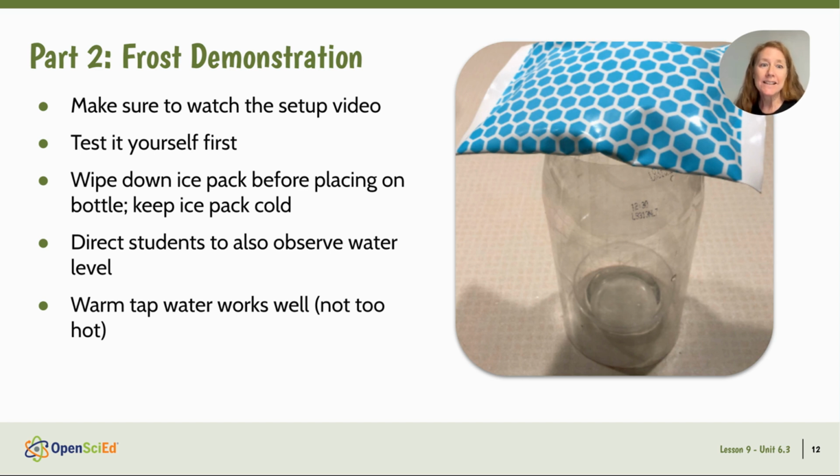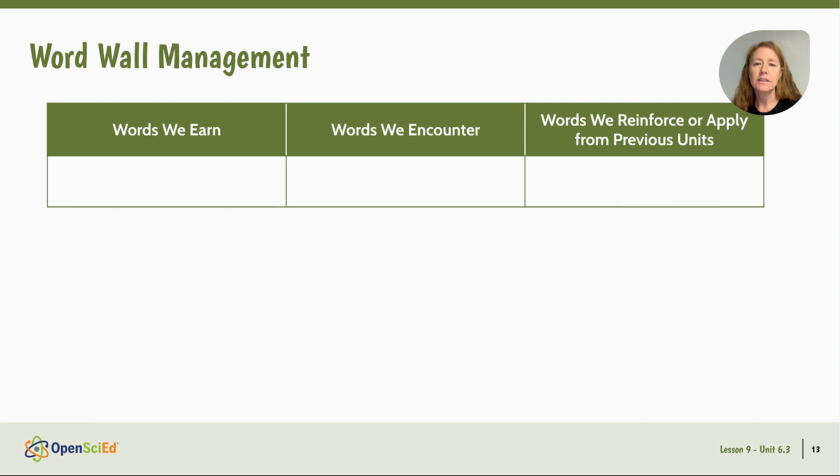The ice pack needs to be really cold, and you need to wipe off any moisture between classes especially. If you do run into trouble with this and you're not getting frost, double check the temperature of the ice pack and also the temperature of the water. Warm tap water should work well. We also want to encourage the students, they're immediately looking for the frost, but observe the water level too. Does that change at all?